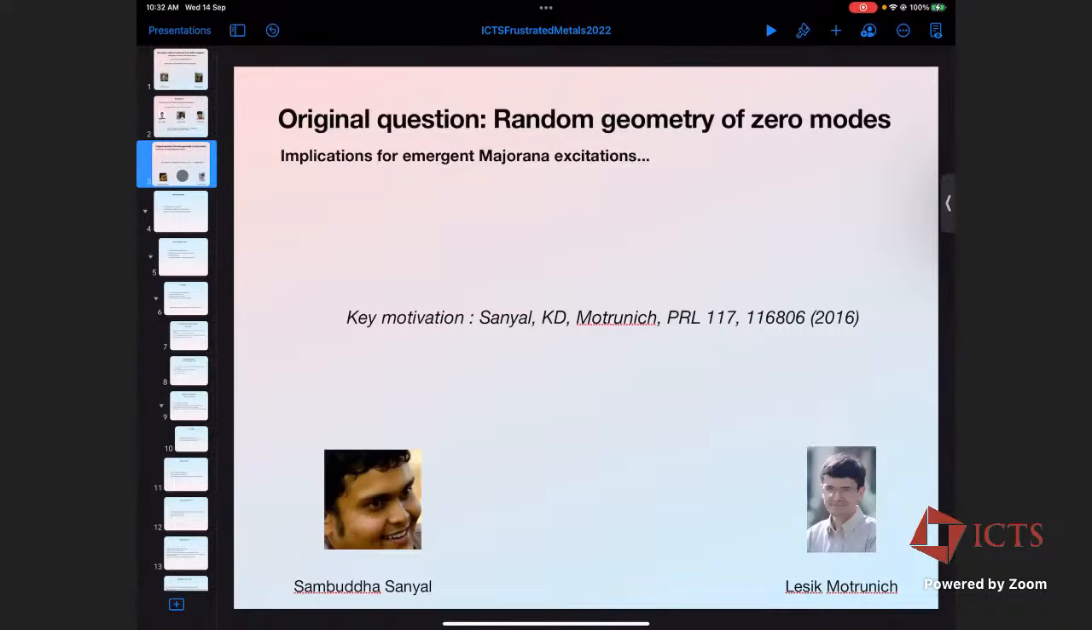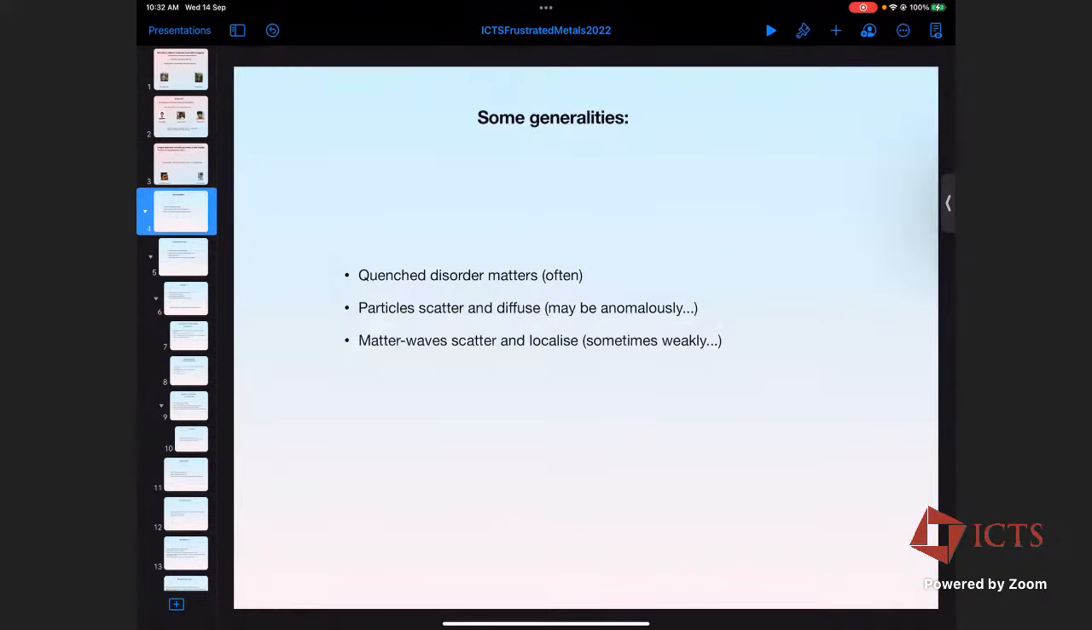So let me begin by saying that all this started many years ago, in 2016 actually, when we got confused about zero modes in the tight binding model of diluted graphene. And somehow one thing led to another, as it often does in physics. And we are here talking about emergent spinons and Curie tails in random magnets. So I'd like to acknowledge that none of this would have been possible without the work that was done with Leszek and Sambuddha. So let's begin with some very broad brush statements.